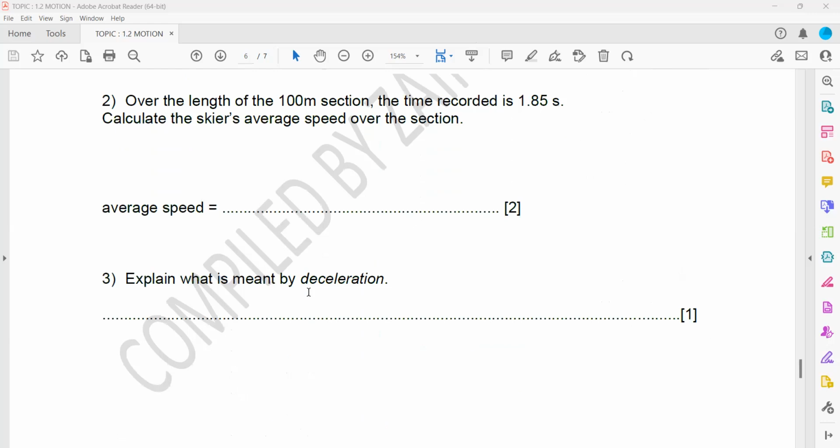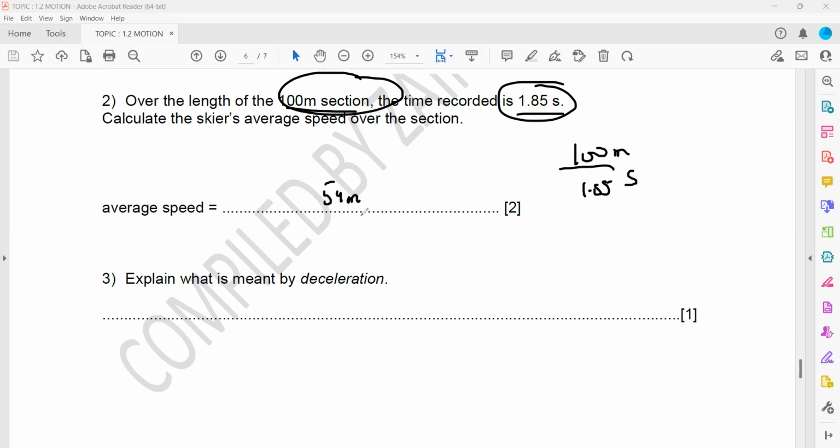Then over the length of a 100-meter section, the time recorded was 1.85 seconds. Calculate the average speed. To calculate an average speed, it is the total distance divided by total time. So it will be 100 meters divided by 1.85. So what's the average speed? 54. So 54.1, or we can also say 54 meters per second.